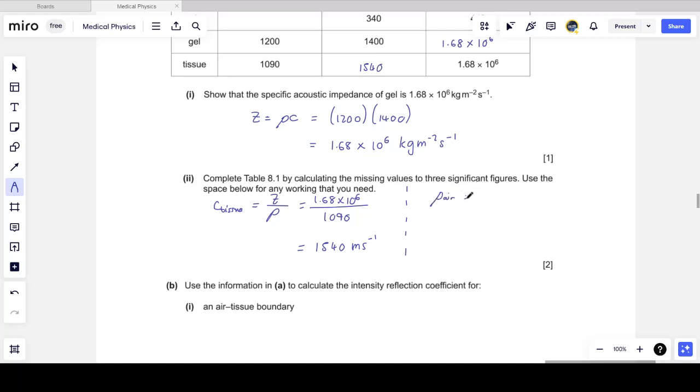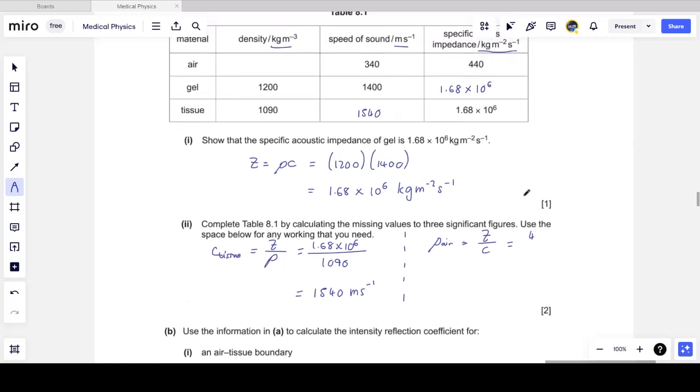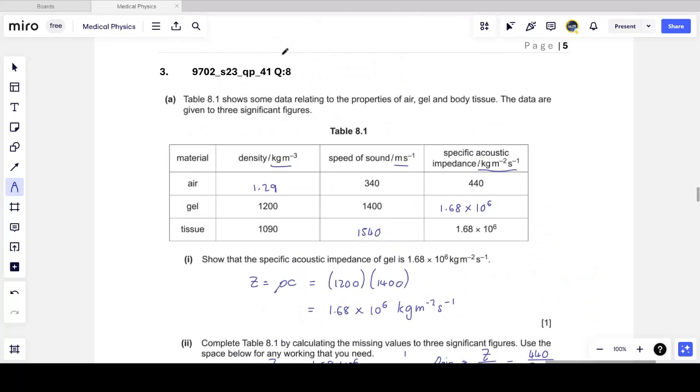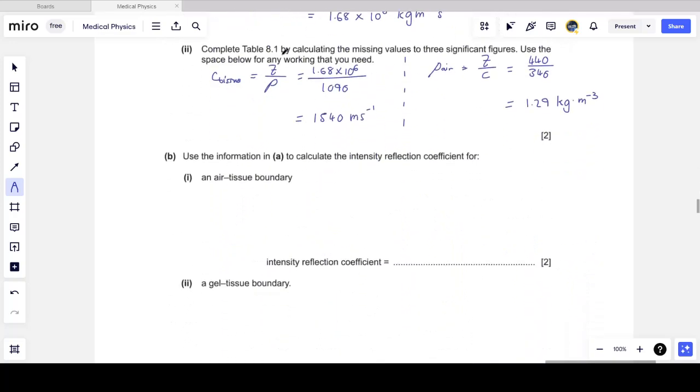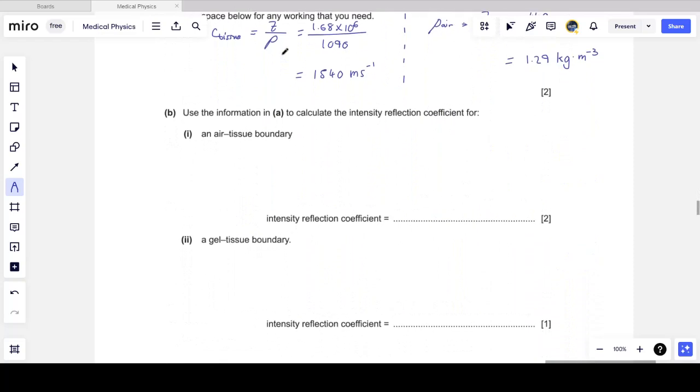Next, I want to find the density of air. The density of air is acoustic impedance of air divided by the speed of sound in air, which, if I use the values from the table, is 440 divided by 340, and I get a value of 1.29 kg per cubic meter. And so I can complete the table now by saying the density of air is 1.29. And so this is what your table would look like. So you need to understand the relationship between the acoustic impedance and the speed of sound in that medium. So this is a very ultrasound-like question.